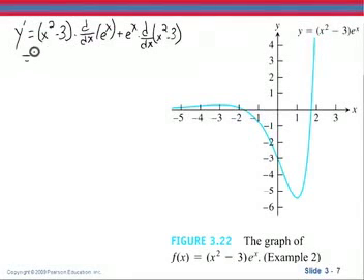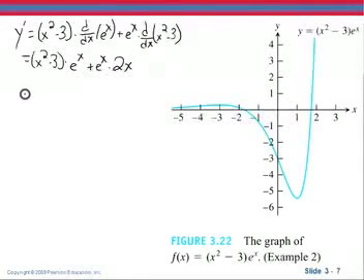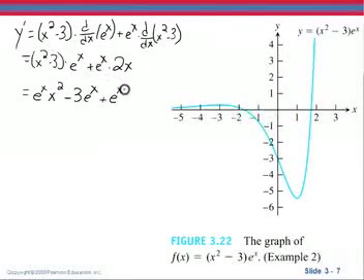So that will be x squared minus 3, and remember the derivative of e to the x is just e to the x, plus e to the x times the derivative of x squared, which is 2x, and the derivative of 3 is 0. So this will give us x squared times e to the x, minus 3 e to the x, plus e to the x times 2x.